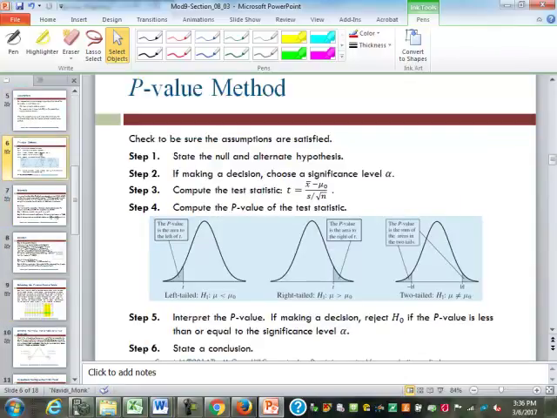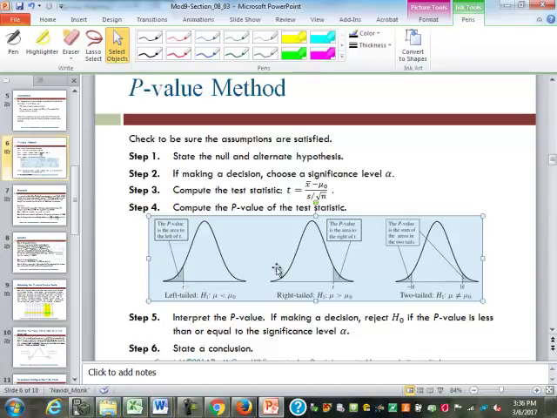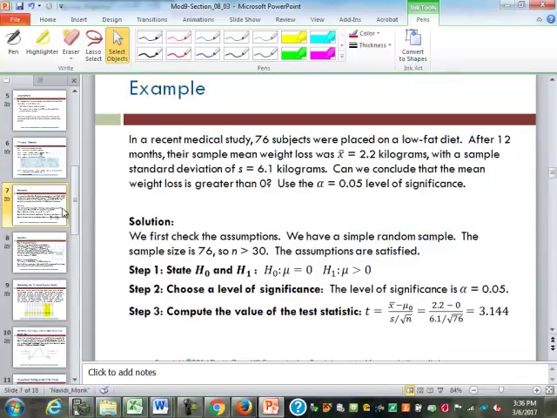So first, let's look at the p-value method. Again, same thing as before. Depending on our null or alternative hypothesis, it'll determine what tail we are testing on. The p-value for a left or a right tail test is just the probability of being less than or greater than that test statistic. For a two-tailed test, we've got to do both ends. We've got to take the test statistic and its opposite and find the probability of being outside of those values. So here we're going to look at an example.